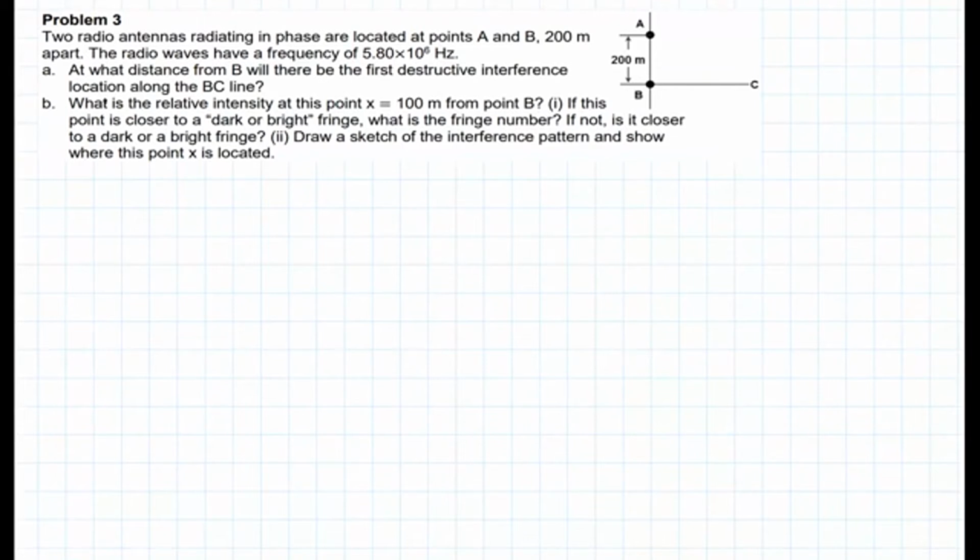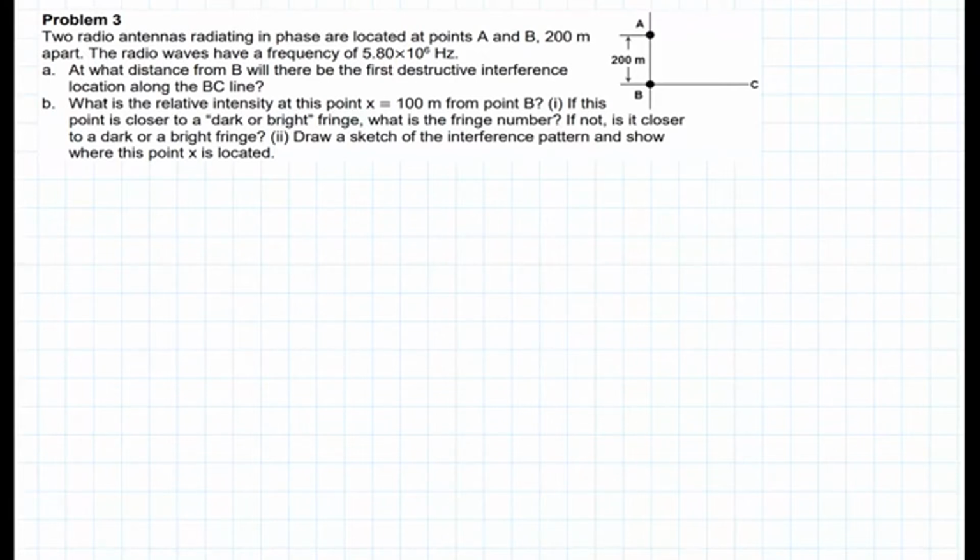Problem 3. Two radio antennas radiating in phase are located at points A and B, 200 meters apart. The radio waves have a frequency of 5.8 times 10 to the 6 Hertz. A. At what distance from B will there be the first destructive interference location along the BC line?